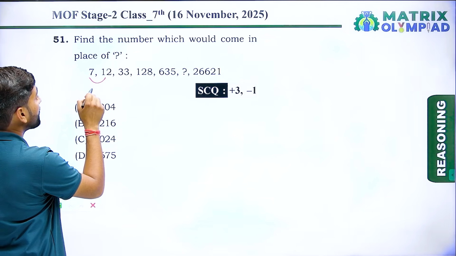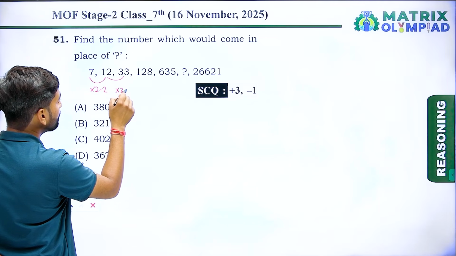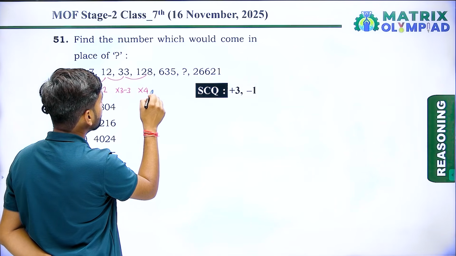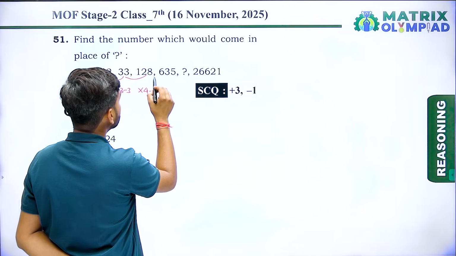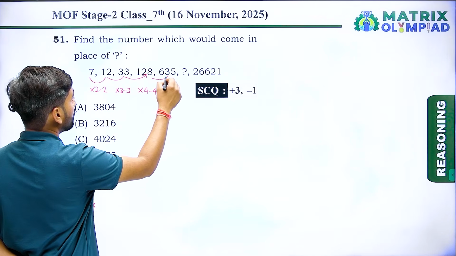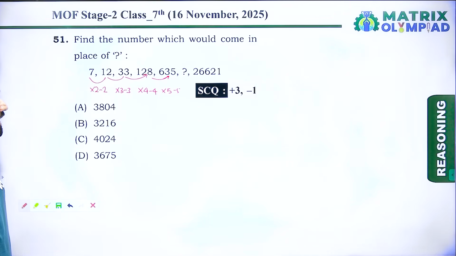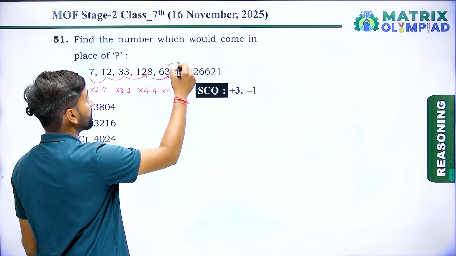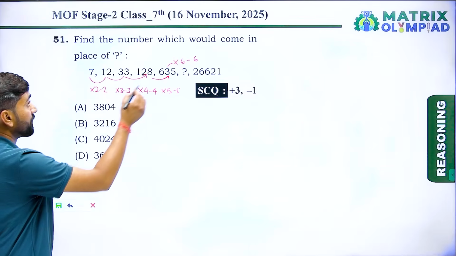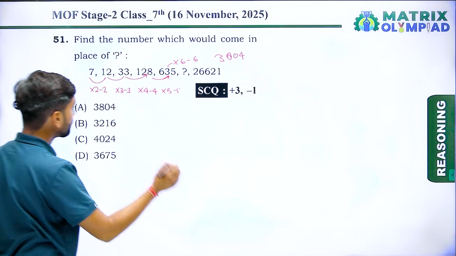7 multiply by 2 then minus 2 which is 12, then 12 multiply by 3 minus 3 which is 33, then it is multiplied by 4 then minus 4 we get 128, then multiply by 5 and minus 5 we get 635, and if we multiply 635 with 6 and subtract 6 we get 3804, which is option number A.